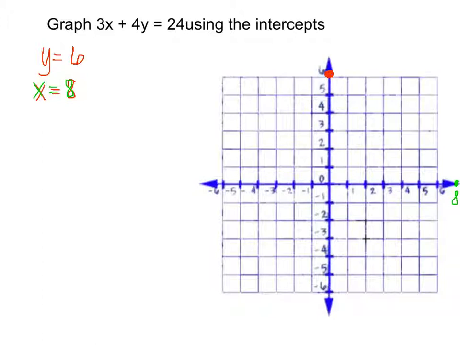And then I'm going to draw as straight of a line as I possibly can, connecting the two dots, and I'm going to put arrows on the end. So another way to graph this line would be to find the two intercepts. Any 2 points will help you graph the line.